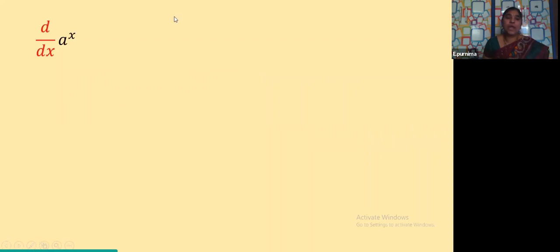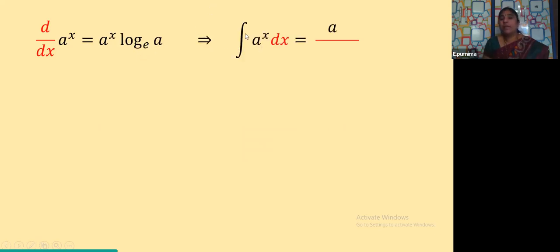d by dx of a power x is equal to what? a power x log a base e. Similarly, when you are integrating this, integral a power x dx is equal to a power x by log a base e plus c.